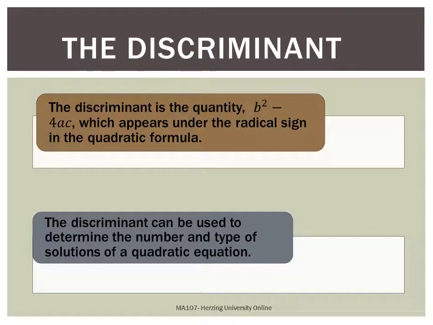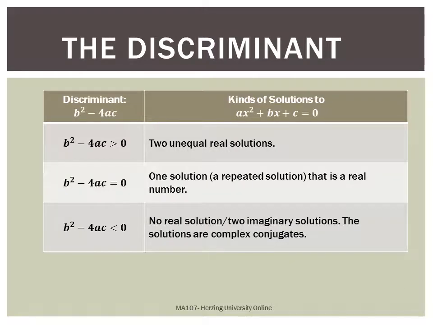The discriminant is the quantity b squared minus 4ac, which appears under the radical sign in the quadratic formula. The discriminant can be used to determine the number and type of solutions of a quadratic equation. If b squared minus 4ac is greater than 0, then the solutions to the quadratic equation will be two unequal real solutions.